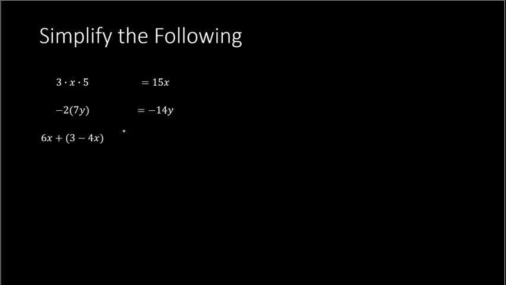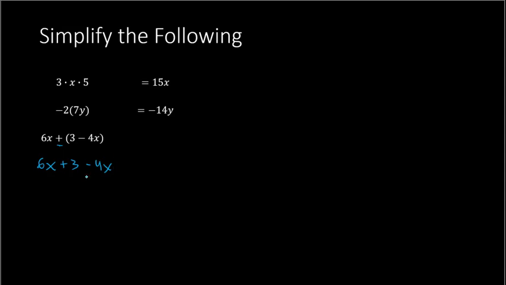Next example, we have 6x plus 3 minus 4x. Now for this one, different ways you can think through this. One way is realize that this plus sign, whatever's in the front, means you're doing that to everything inside the parentheses. So you have really 6x plus a 3, and then plus a negative 4x, which would still be just minus 4x. So basically nothing changes with the plus sign in the front of parentheses.